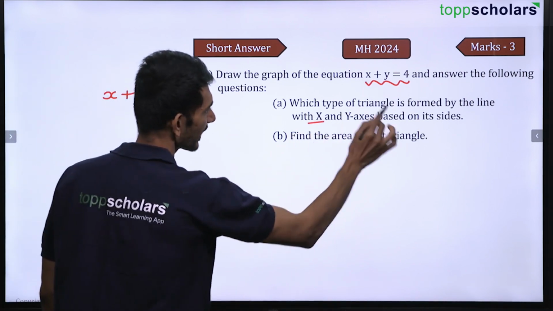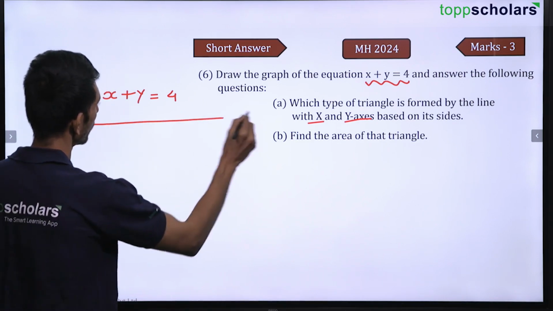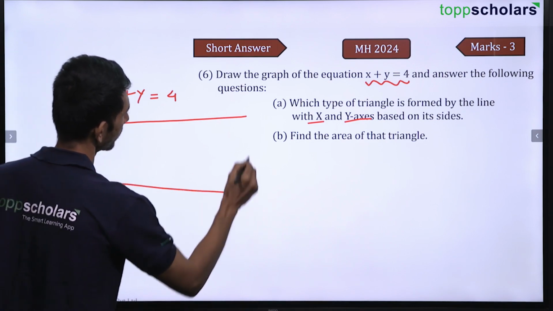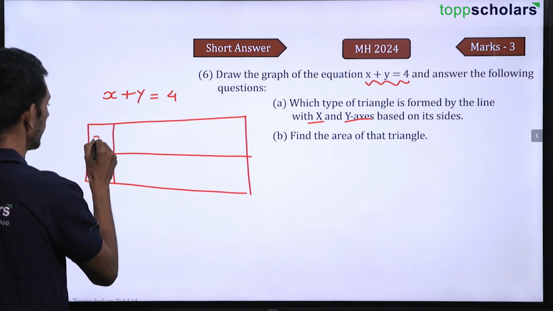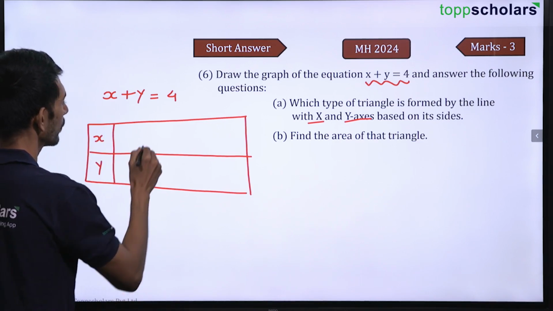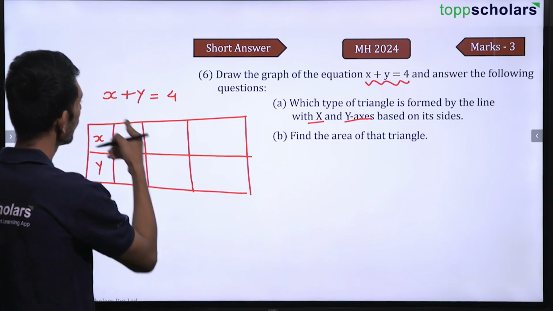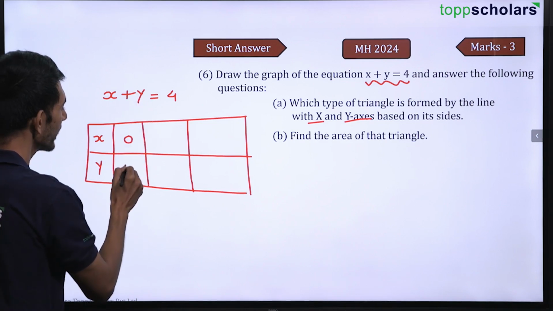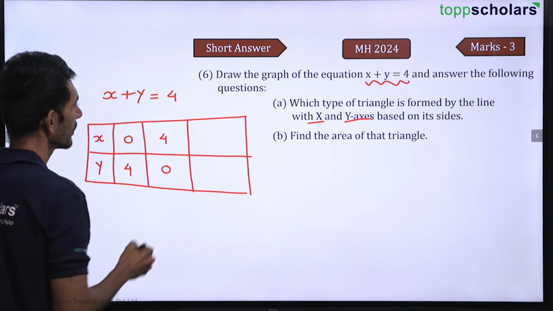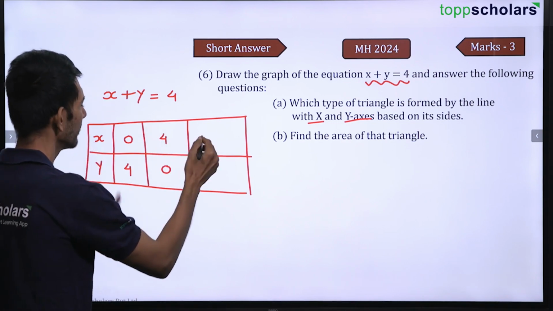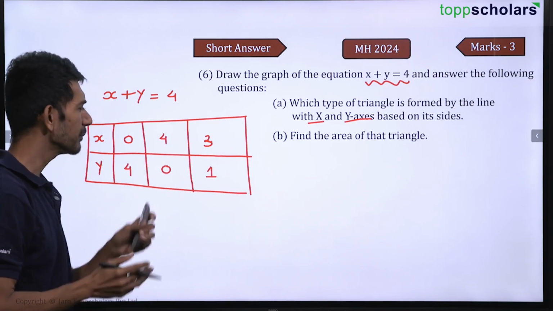Whenever such type of question arises, always put x as 0, always put y as 0, right? So what I'll do is, I'll write down x, I'll write down y. Now firstly I put x as 0. If I put x as 0, I get y as 4. If I put y as 0, I get x as 4. And then if I put x as 2, y will be 2. If I put x as 1, y will be 3.